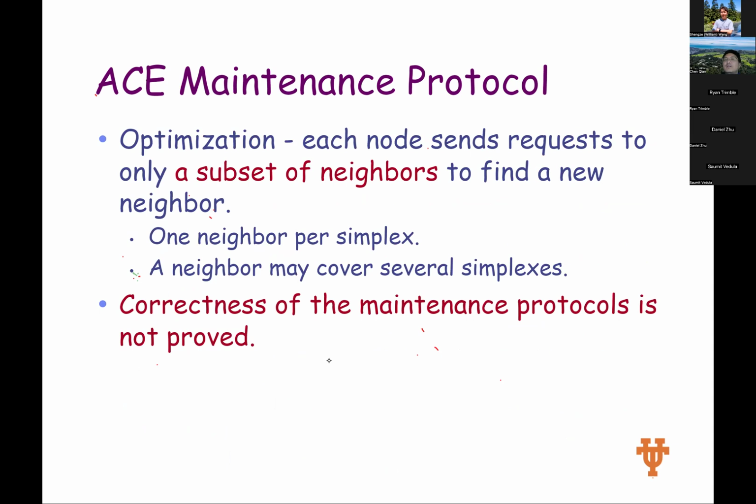So the correctness of a maintenance protocol is not proved, because it can never be proved. Think about it. If you have 100 nodes and they fail simultaneously, there's no correct DT. Or there are 100 nodes, you fail 100 nodes and 100 other nodes join. Then how can you prove the correctness? You cannot, right?